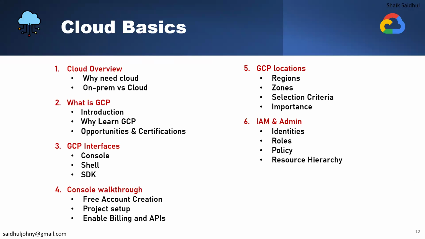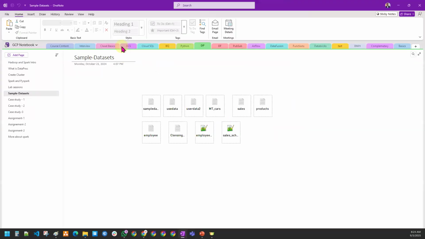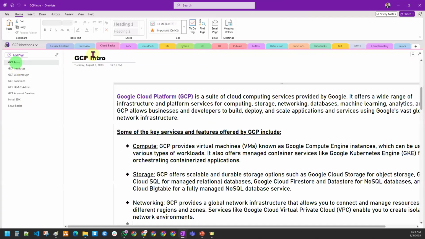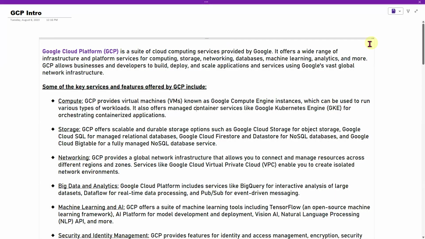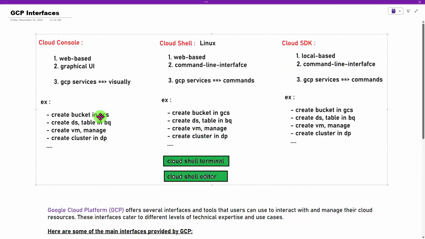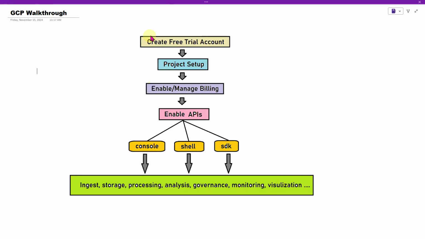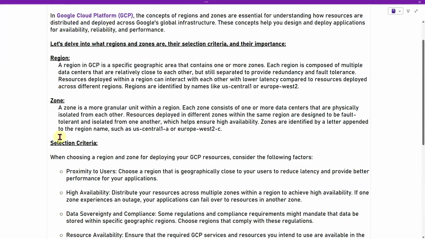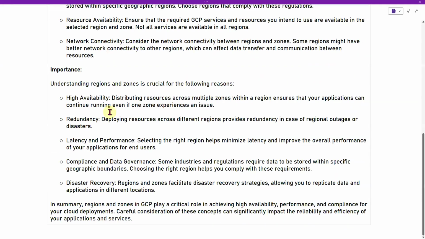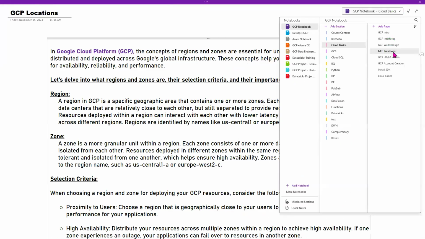This is covered in great detail in our notes also. I'm going to show you our notes; we have dedicated notes. This is the cloud basics. The very first topic is the GCP introduction, then GCP interfaces: console, Cloud Shell, Cloud SDK, theoretically as well as practically. Then the GCP console walkthrough, where we create a free tier account, set up the project, enable billing, and enable the APIs. Then locations: in GCP there are multiple locations like regions and zones, what the selection criteria is, and what the importance of it is. And IAM and admin.